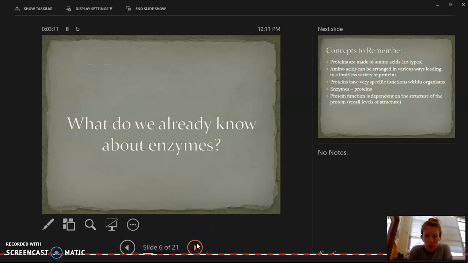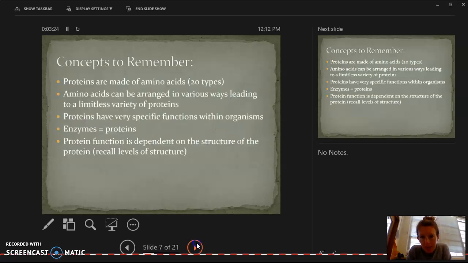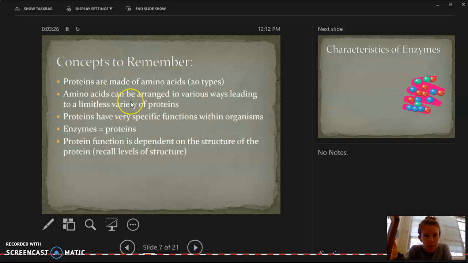Now looking into the bulk of our lesson on enzymes, remember there are some things we already know about enzymes. 1 is that they help speed up reactions. 2 is that they're proteins. And 3 is that they're not consumed by the reaction. So again, some things to remember that we should already know.